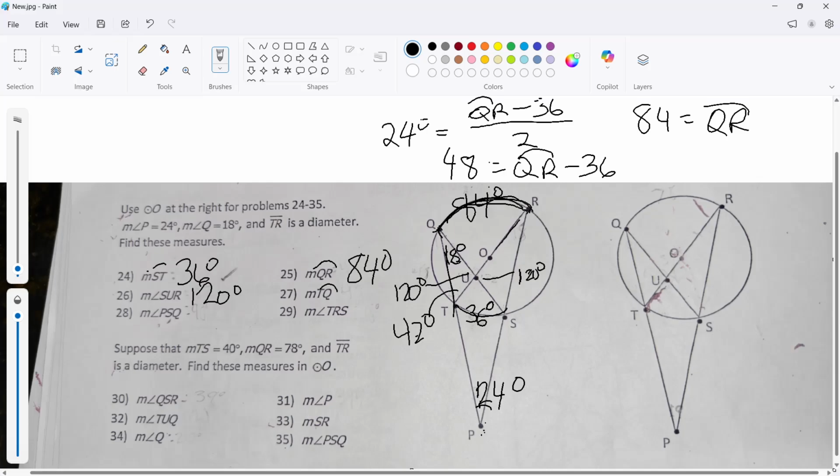Measure arc TQ. Well, that's the diameter, so the whole thing is 180, and this part of it is 84. So 180 minus 84, I believe that is 96.